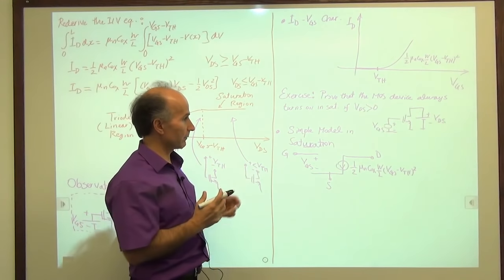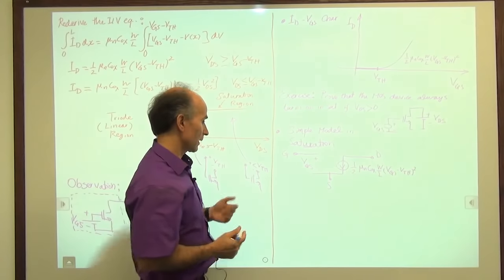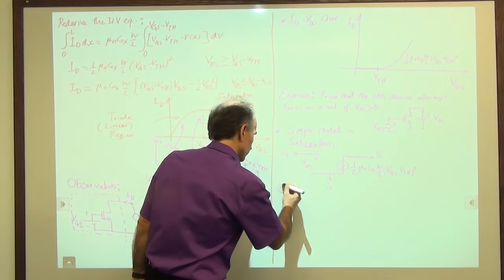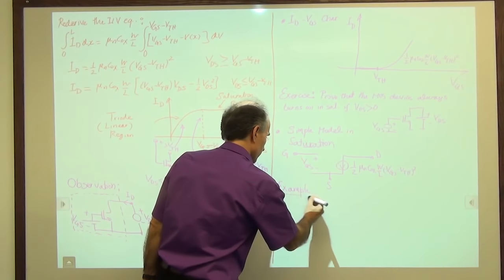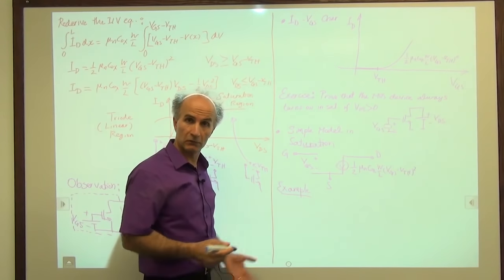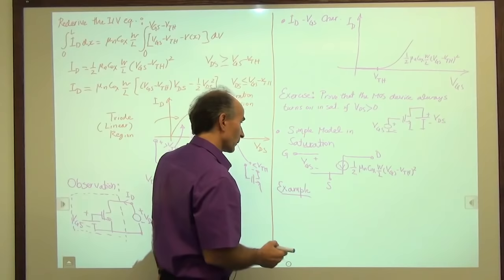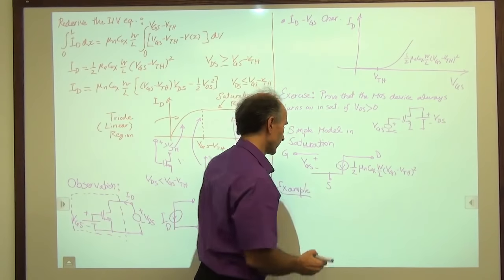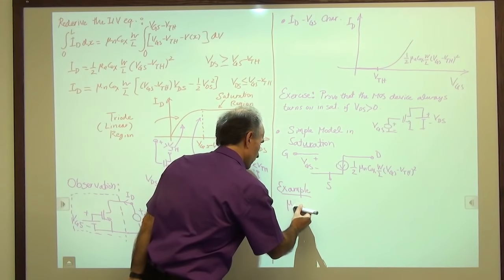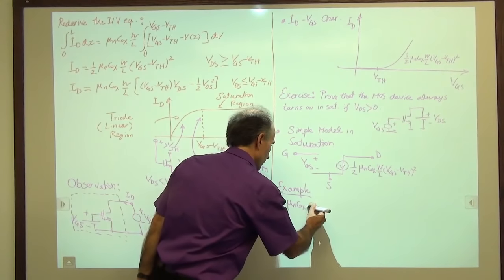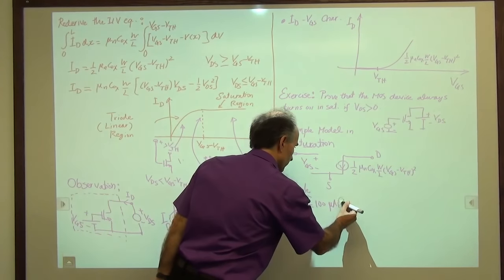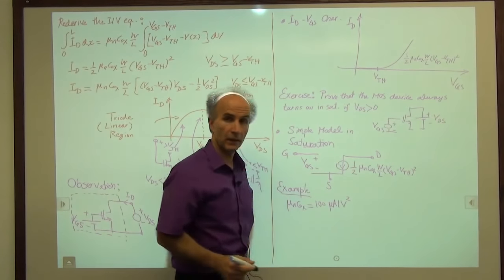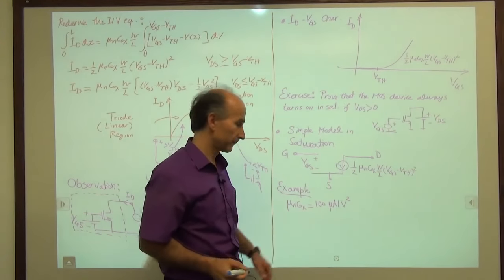Okay, so we have a simple model that we can use. Let's just look at an example to further familiarize ourselves with this. So I just picked some numbers to get a feel for what's going on. We typically describe mu n C aux as one number. So let's say mu n C aux is 100 microamps per volt squared. A very strange unit, but that's how it is.